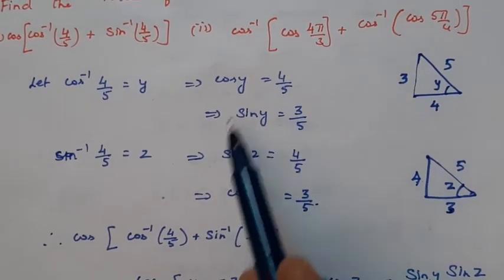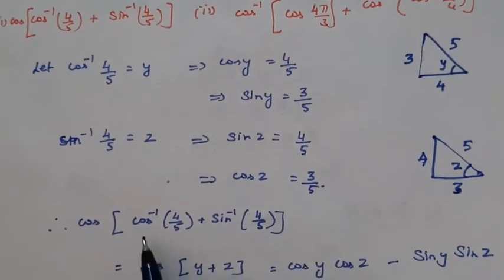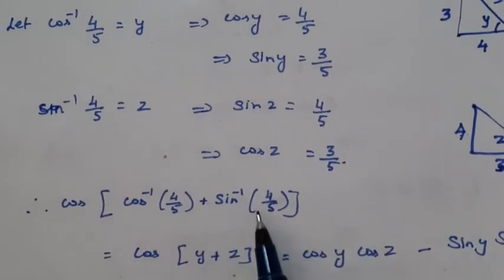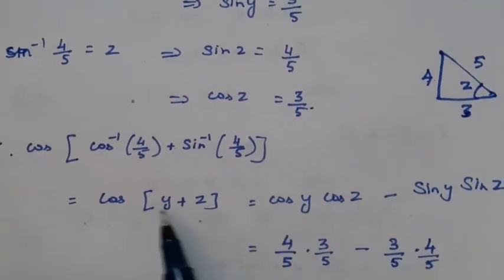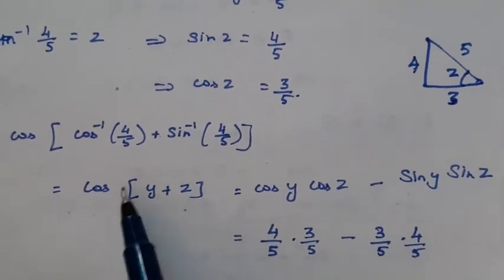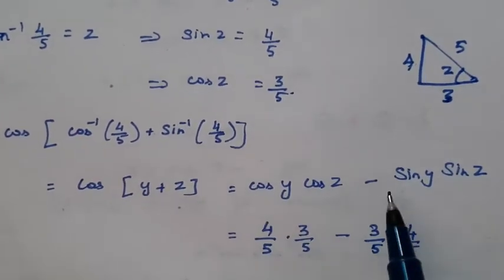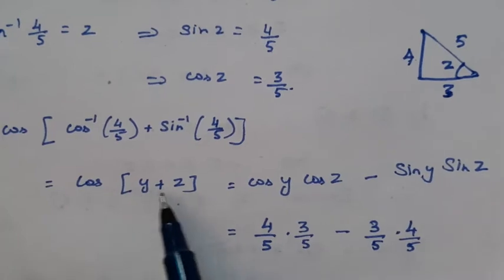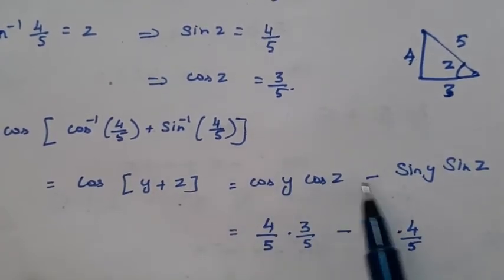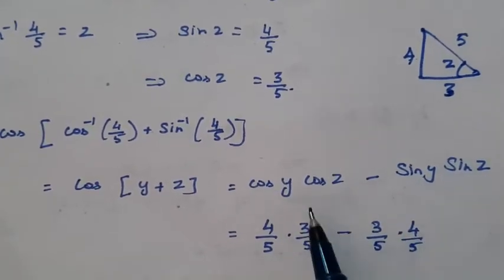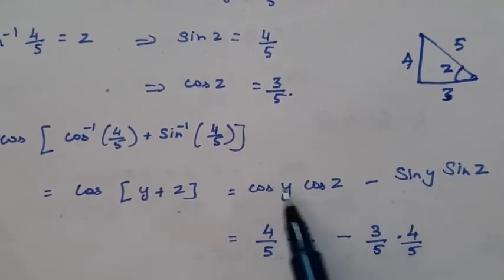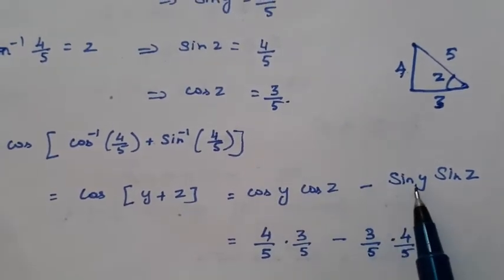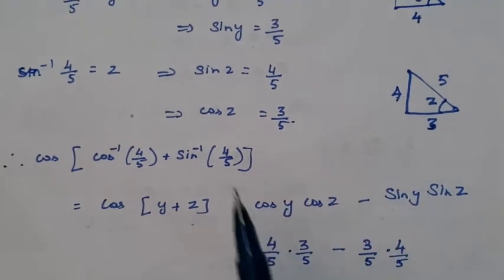Now why are we finding this? If you replace cos inverse of 4 by 5 and sin inverse of 4 by 5 by y and z, you will have cos of y plus z. So what is cos of a plus b? Cos a cos b minus sin a sin b. So cos of y plus z is equal to cos y cos z minus sin y sin z. So instead of finding out the angles y and z, you can do it like this. So substitute the values of cos y and cos z, sin y and sin z here.